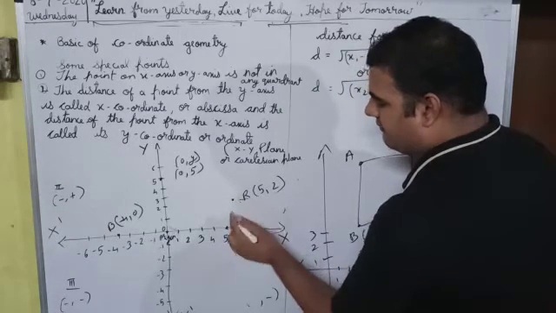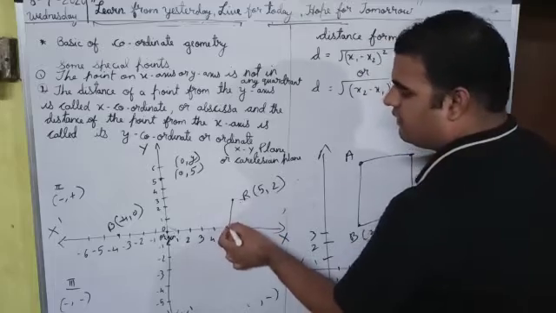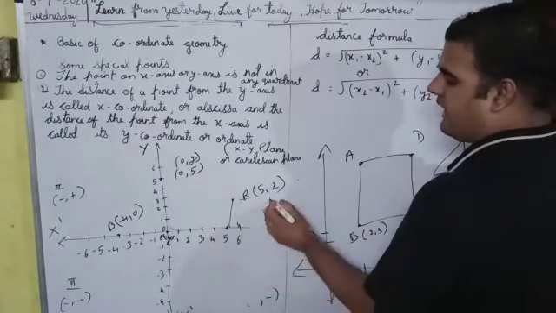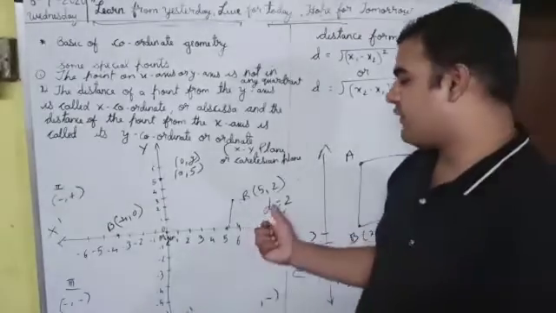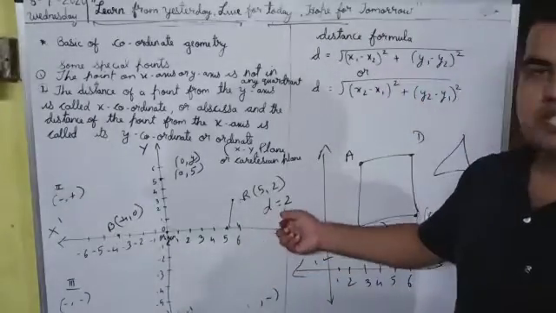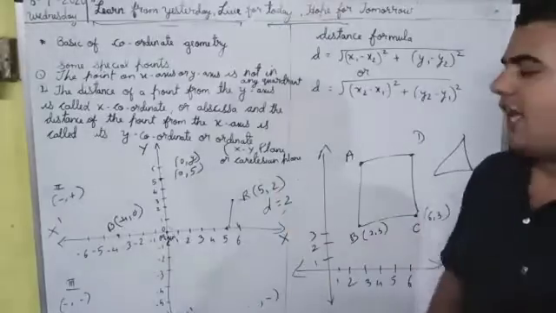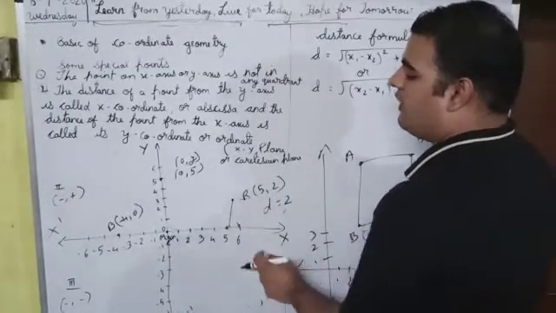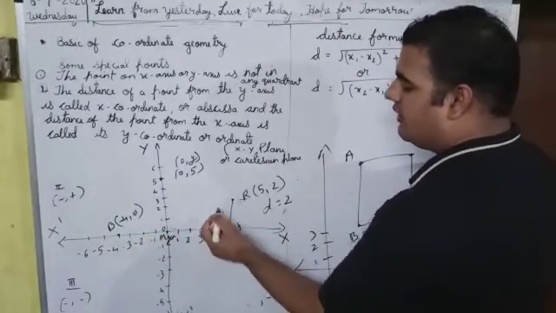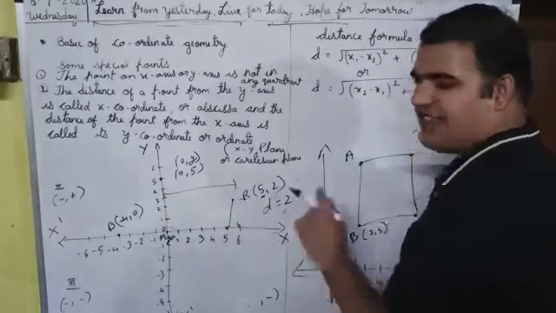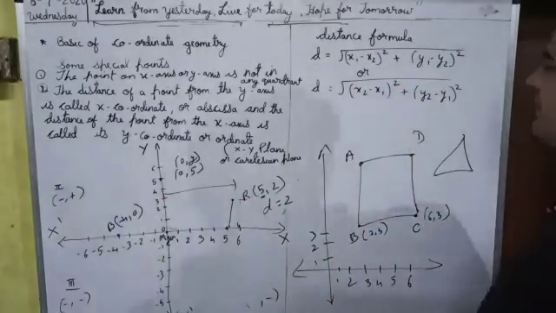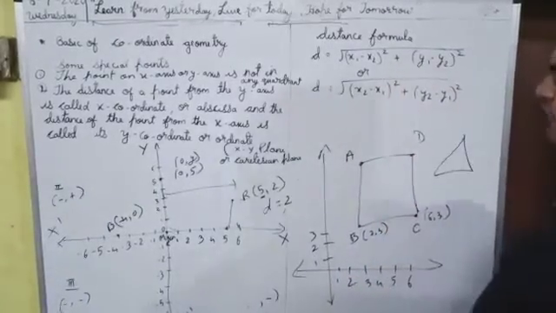How much is it? I can draw it like this also. It is 2. So that distance is 2. The distance of point R from the x-axis is 2, that is its y coordinate. And the distance of point R from the y-axis will be 5. It is very important and it will help us to understand the distance formula.